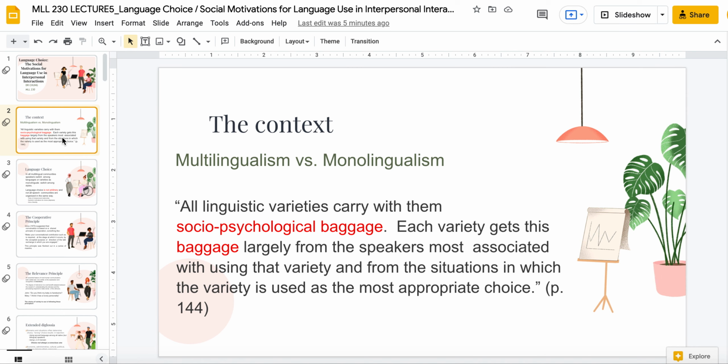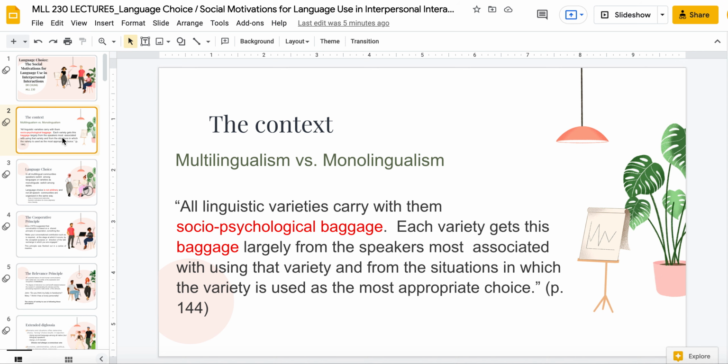Remember, from a linguistic standpoint, they are linguistically equal, which means that each language is valued. So there's not a single language that's higher or lower than another linguistically, right? But socially, languages carry different connotations. They carry what's called socio-psychological baggage. Each variety gets this baggage largely from the speakers most associated with using that variety and from the situations in which the variety is used as the most appropriate choice.